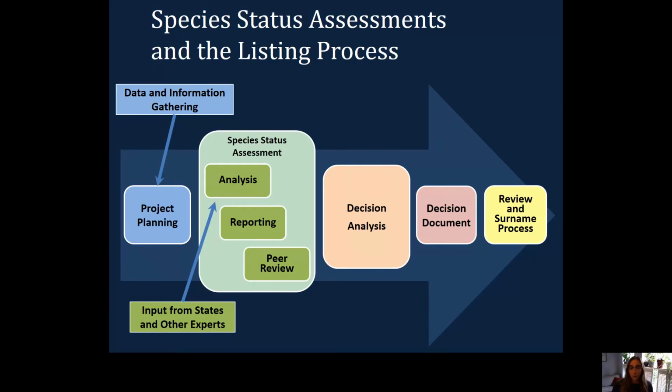And then following that assessment, we move into a discrete decision analysis phase shown here in orange, where we use the species status assessment to inform our decision on whether the species is endangered, threatened, or not warranted for listing. The species status assessment report is intended to provide the biological support for a decision on whether a species warrants listing. The report itself is not a decisional document, rather it provides a review of all the available information and is strictly related to the species' biological status. The separate decision document is then written, reviewed, and surnamed before it's made public.